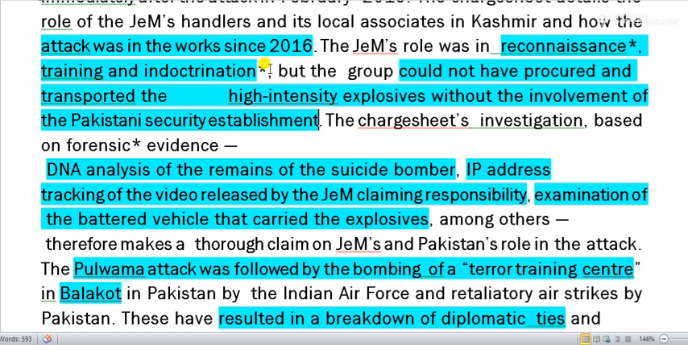But there is an obvious outcome. The obvious outcome is that at least the procurement and transport of this high-level explosive, which devastated the whole bus, could not have been possible without the involvement of the Pakistani security establishment. The JEM is not capable of procuring and transporting those kinds of explosives.